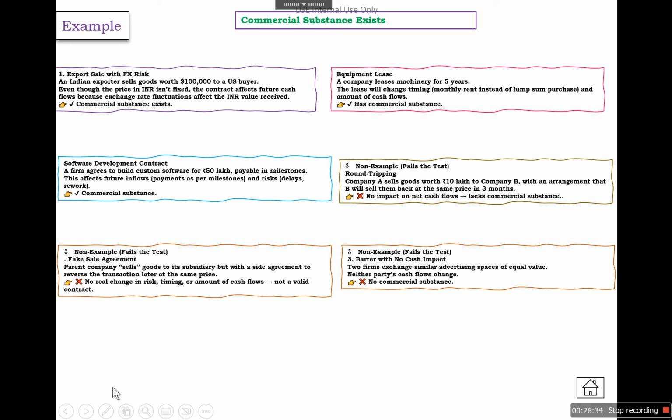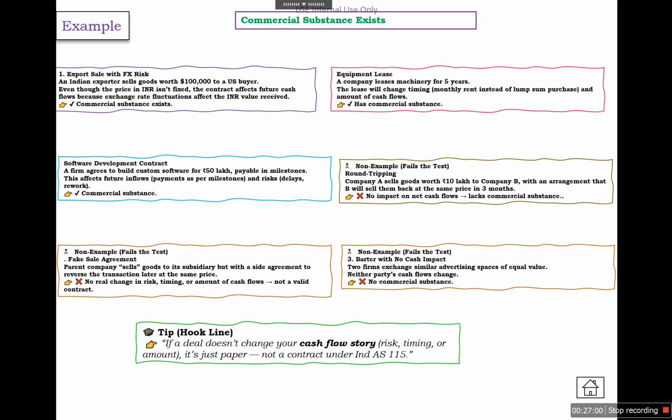Next example is barter with no cash impact. Two firms exchange similar advertisement space of equal value. Neither party's cash flow changes, so there is no commercial substance. And we have discussed in the area of scope also that if it is a transaction of similar goods there to facilitate the customer within the same industry, it is out of the scope of Ind AS 115.